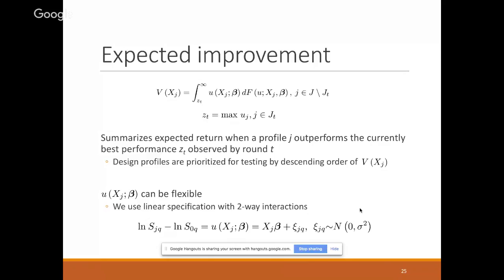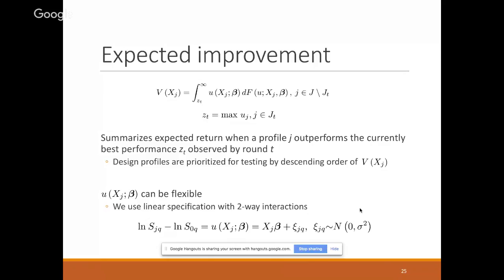So we calculate this expected improvement for all design profiles that are not tested so far. And then we prioritize the design profiles with this high value of expected improvement. So we rank order design profiles in a descending order of this expected improvement. Then we show the more promising ones, that means higher value of expected improvement, for the first question. And then for the next question, there would be the next set of design profiles.